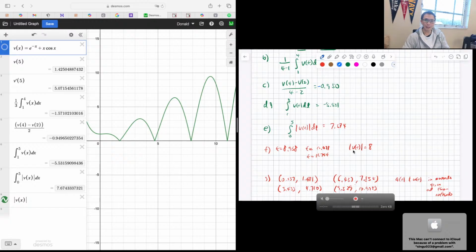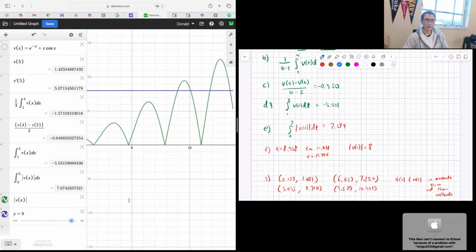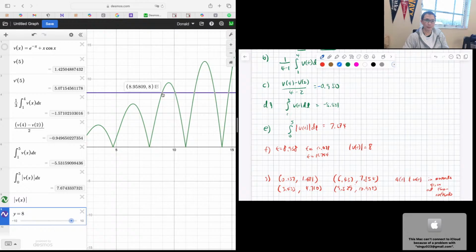Now, what you have to write down is absolute value of v of t is equal to 8. You have to write down that. And then you're going to say, let me set the function y equal to 8. And you're going to see all these intersections between 0 to 12 are going to be your points. 1, 2, 3. So those are the 3 values: t equal to 8.958, t equal to 10.078, t equal to 11.744. Do you see how that works? I graph absolute value of v of t and I graph y equals 8, and I look for the intersections. You follow me so far? Yes. Is it okay if instead of that I put v of t equals plus or minus 8?